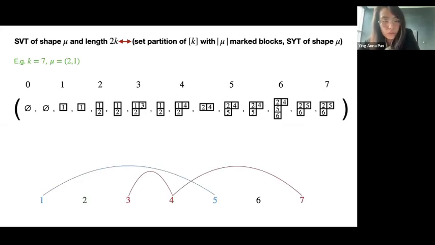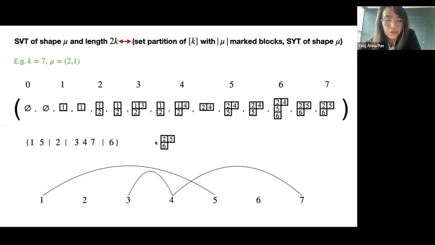And so now that actually gives you a sub-partition. You have 1, 5 together, 2, 3, 4, 7, and also 6. So that gives you a sub-partition. And then you also have sort of a standard Young tableau, just that you have to standardize it. But these numbers will help you to mark all the blocks that you need. So you mark the blocks containing these numbers.